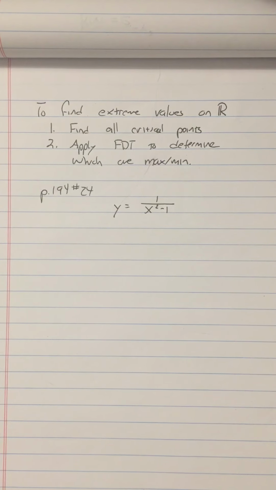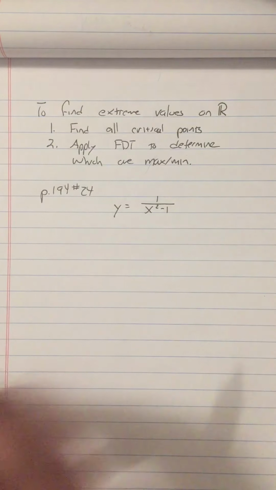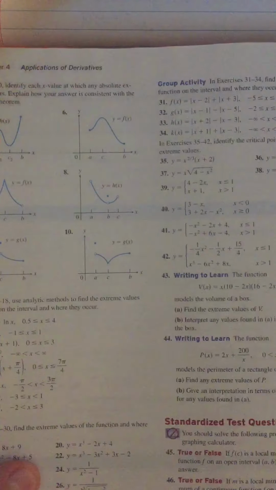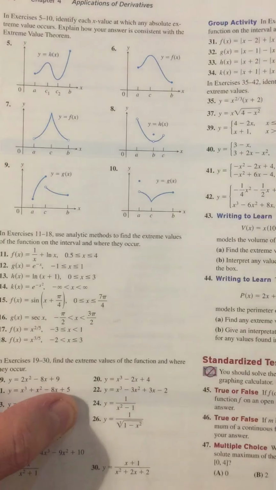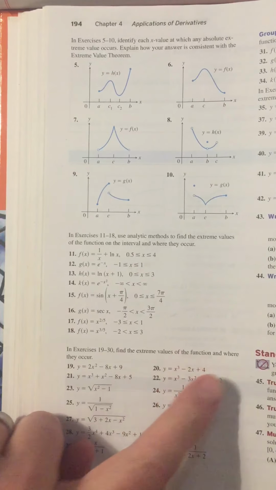All right, now I'm ready to actually get the show on the road. Okay, so this is from page 194, number 24. Guess what? This is where your homework's going to come from. So here's number 24 right there. It says y equals 1 over x squared minus 1. And it says find the extreme values of the function and where they occur.